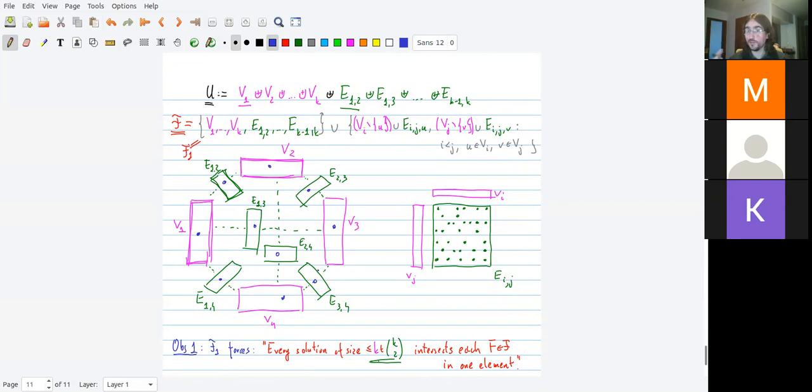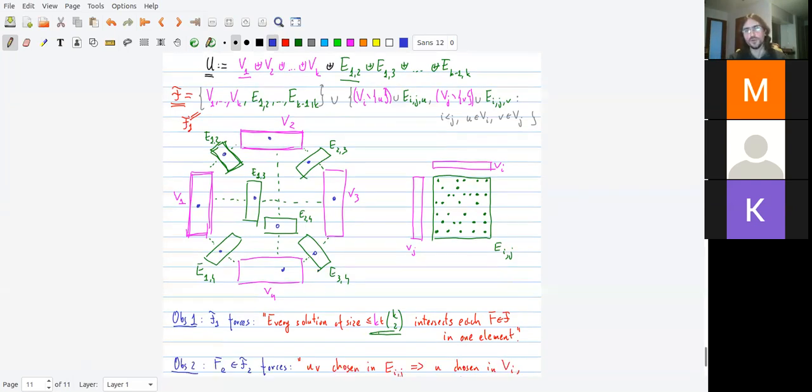And this is perfect, because this means that my solution needs to pick one element from each part Vi, and one element from each edge set Eij, which will correspond to picking vertices from different parts of the multicolored clique instance and edges between the corresponding parts in the multicolored clique instance. So now I need to add more sets. This will be this family F2, that will enforce the consistency between the choices of the edges and the choices of the vertices.